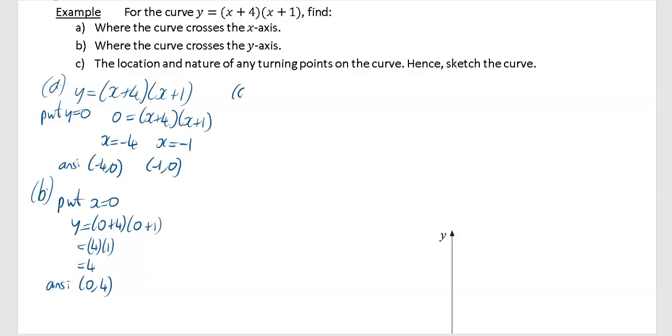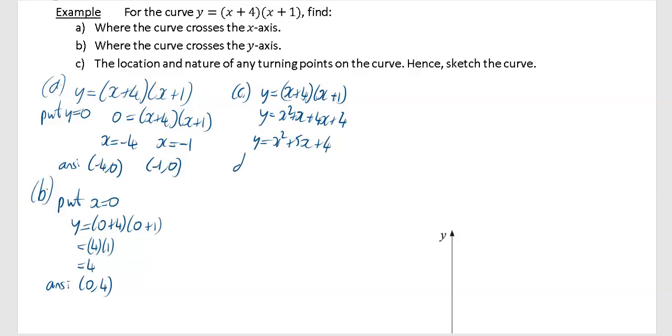In part C, it says find the location and nature of any turning points. The first thing I'm going to have to do is multiply out my curve, as I had the brackets in my curve. So it's (x + 4)(x + 1). Multiply that out and you get x² + x + 4x + 4. Tidy up and you get x² + 5x + 4.